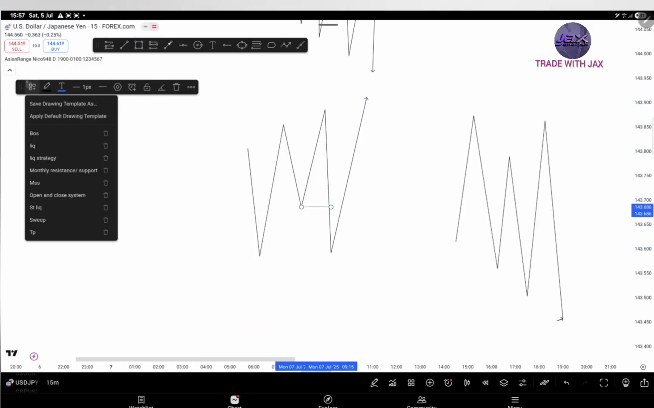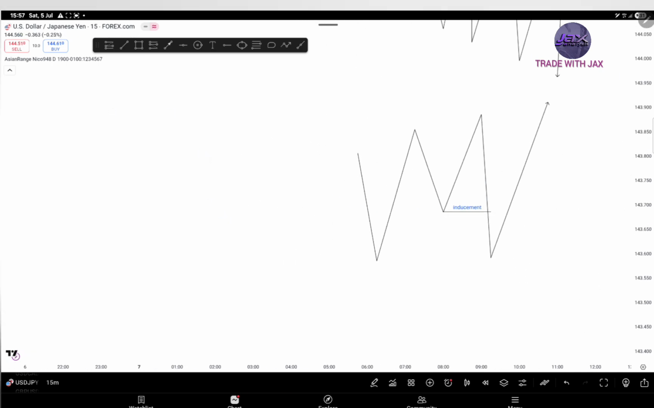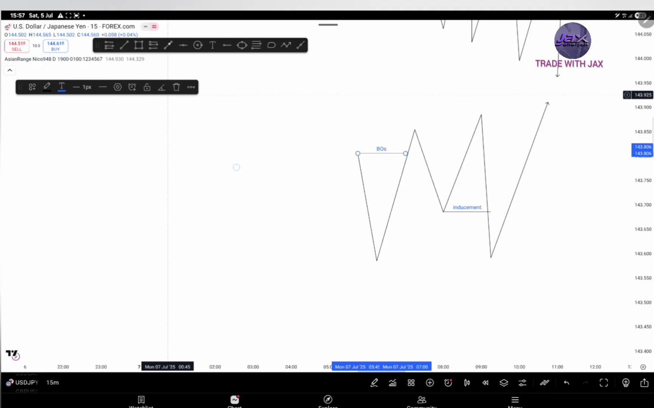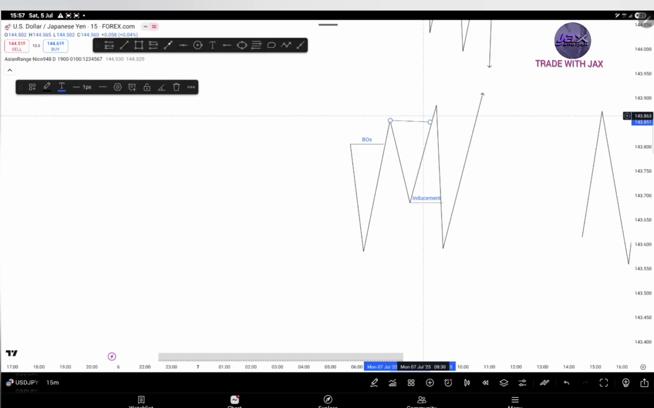So this is inducement, and this is the first break of structure. This is the break of structure that is more important. But let's say price broke structure here, price broke structure here, and this is the first pullback. This is the inducement, and the inducement broke structure too. This is very important in taking these trades.